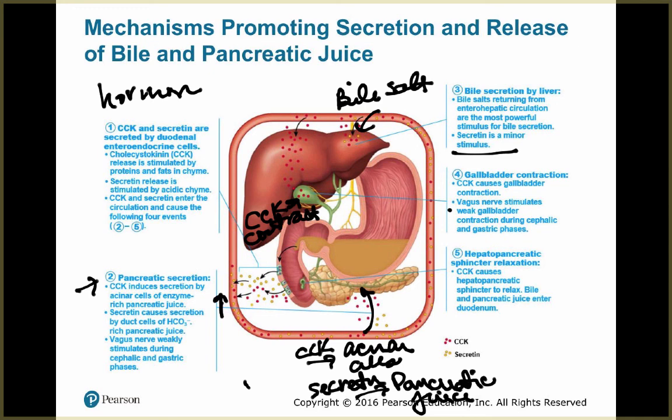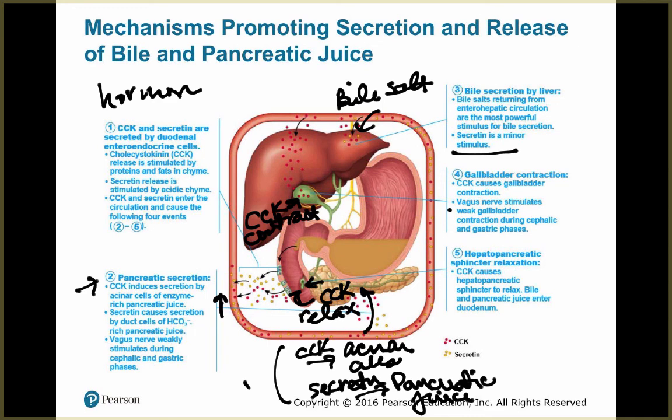And so you can see here the hepatopancreatic sphincter is going to relax. And CCK causes that sphincter to relax. And so at that point, bile and pancreatic juice actually enters the duodenum. So CCK and secretin are important throughout this. Both of them are important in this first part when we're talking about the pancreatic secretions actually happening.